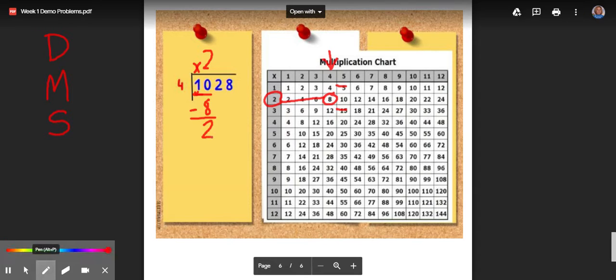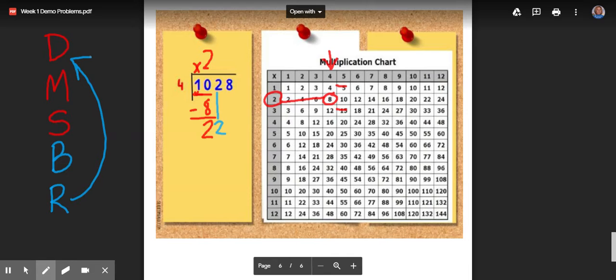Now I'm going to bring down my next digit. My next digit is a 2. Bring that straight down. You notice my numbers are still completely in vertical columns. If you find you're struggling with this, you might take a piece of notebook paper or your spiral paper and turn it sideways and use the spaces between the lines to help keep your numbers lined up. Now my new target number is 22, and so I'm going to go back up and repeat.